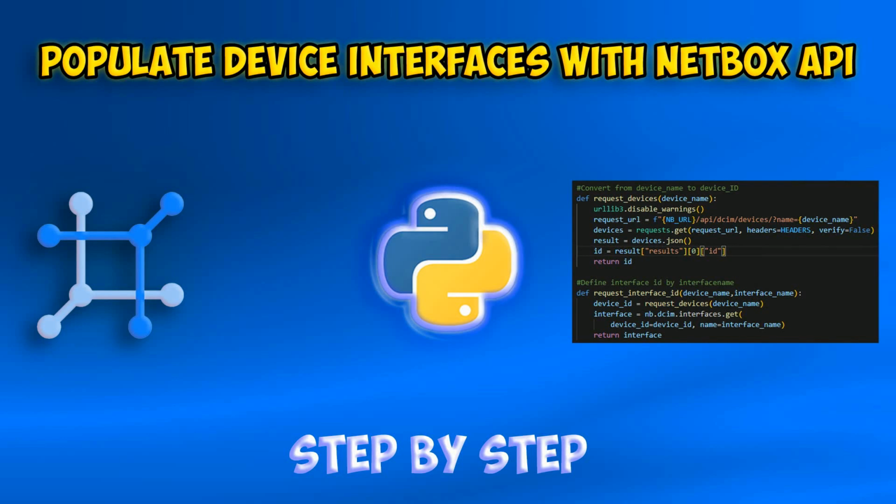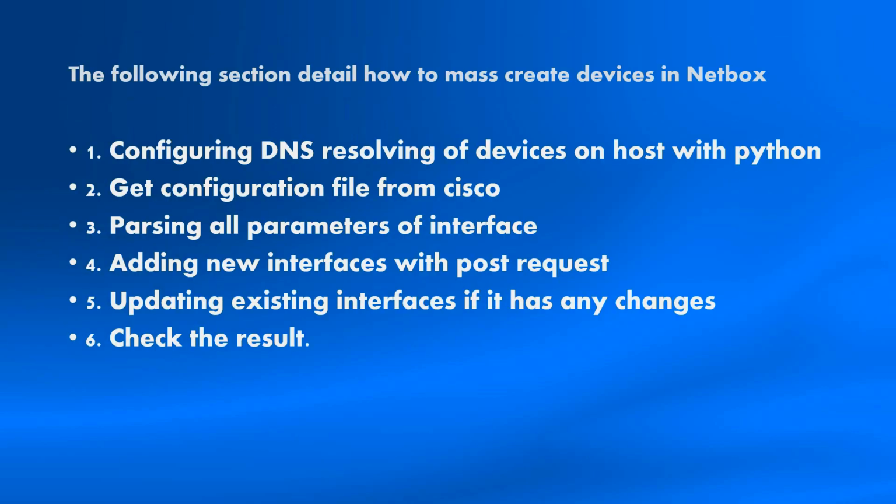Hello everyone, in this video I will show you how to populate interfaces to Netbox. What we will do: we are backing up config files from Cisco devices and saving them to local disk. After that, we get all parameters from the Cisco config, like name of interfaces, descriptions, type of devices, IP addresses, and we'll add new interfaces to Netbox with these parameters. And finally, I show you a function that can update interface parameters in Netbox if it has any changes.